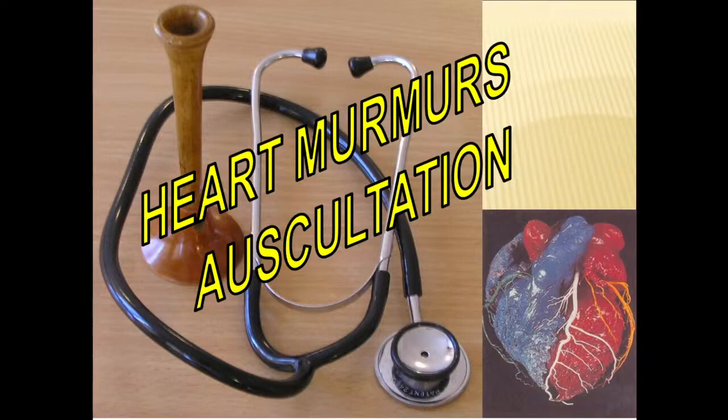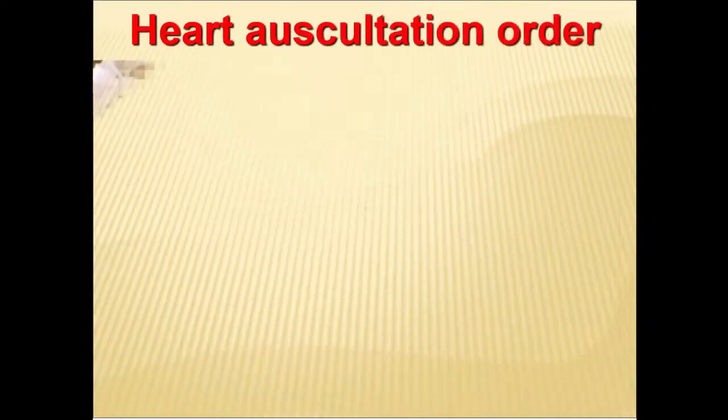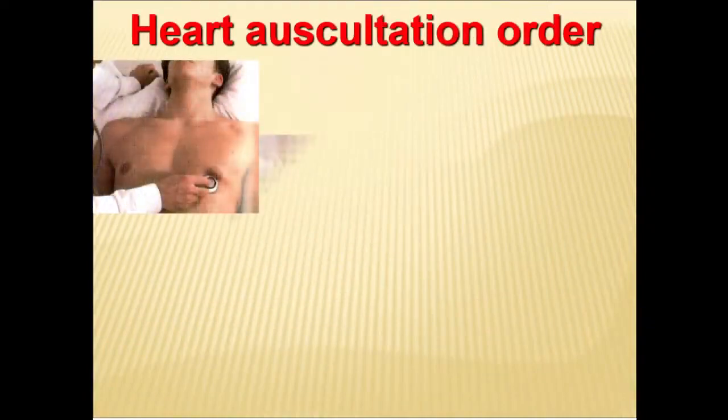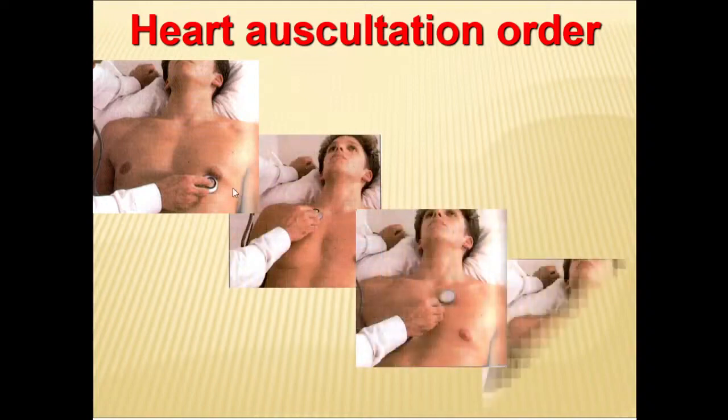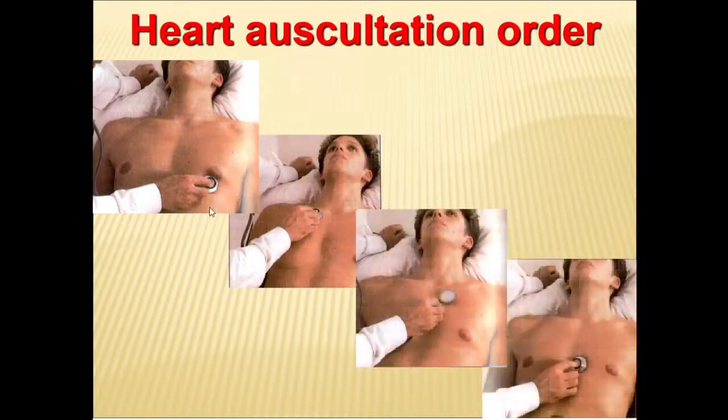Good morning. We'll continue to talk about diagnosis of the heart pathology, and today we'll stop on the auscultation of heart murmurs. First of all, I want to remind you of the order of heart auscultation. We'll start from the heart apex, where the mitral valve is auscultated and the characteristic of the first sound is given.